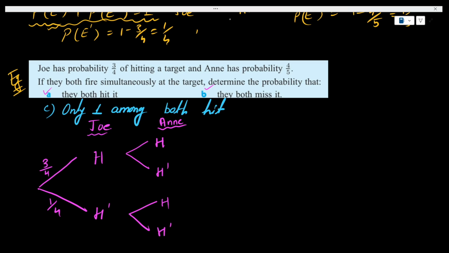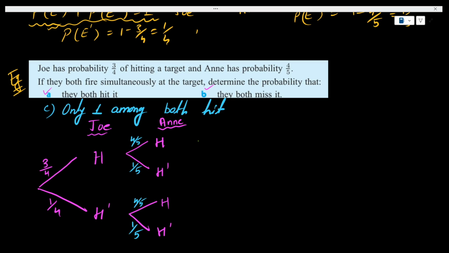And what is the probability? It's given here, 4 by 5. So 1 minus 4 by 5 will be 1 by 5. Now here also it is going to be 4 by 5 and this is 1 by 5. Now what does this mean? If you see, most of the time you multiply the probabilities given in the target.